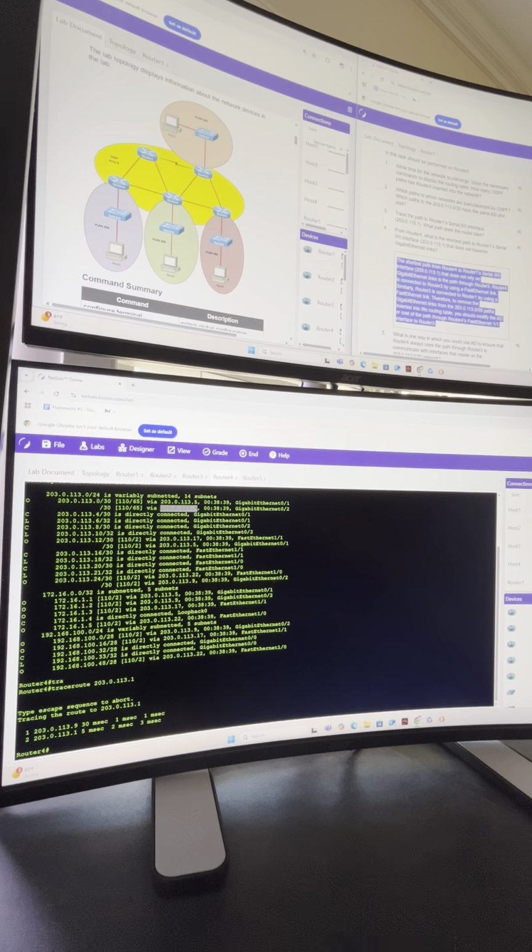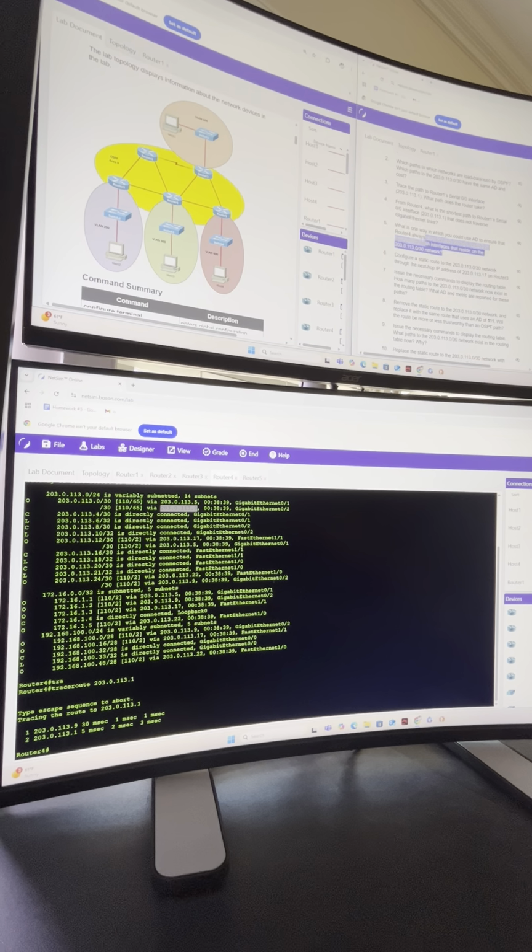Therefore, to remove the gigabit links from the 203.0.113.0/30 paths inserted into the routing table, you should modify the AD or cost of the path through router 4's fast Ethernet 1/1 interface to router 3. So yes, that is exactly what I just explained.